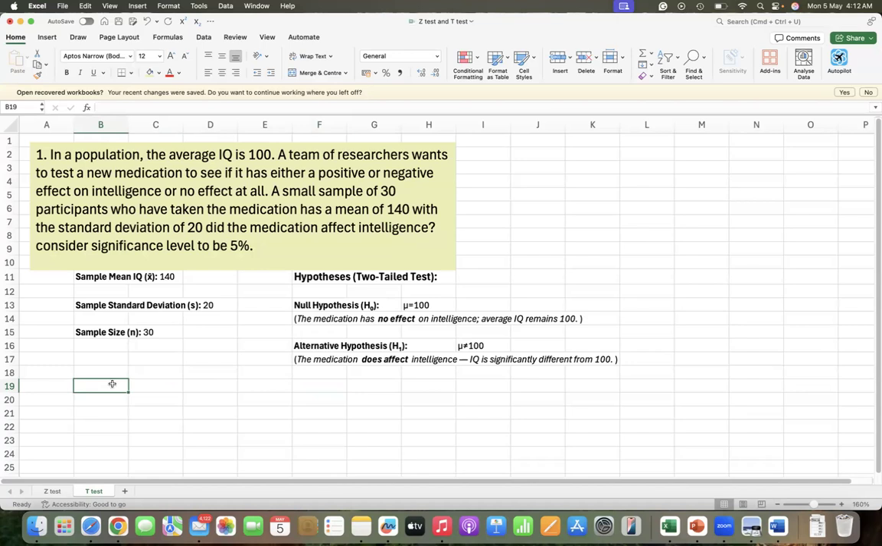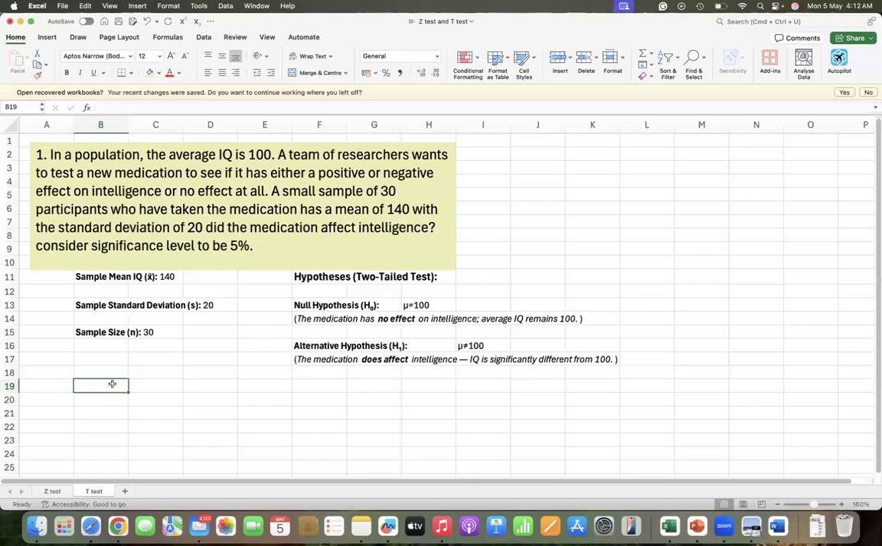Null hypothesis we discussed. The alternative hypothesis is that the medication does affect, so the mean cannot remain 100. It will be different from 100. If it comes in the negative rejection region, we will say it has harmful effects. If it comes under the right side rejection region, we can say it has positive effects. Or if it comes in the acceptance region, we will say that we cannot reject the null hypothesis and the medication has no effect.